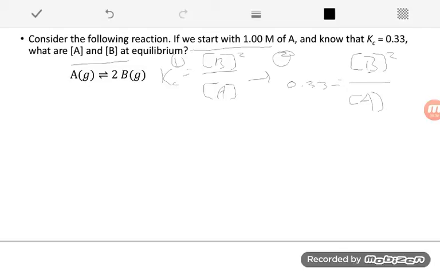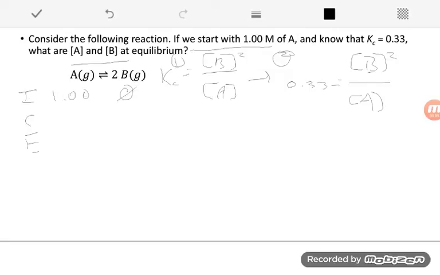So I go back and I make my ice table. So I say, all right, couldn't solve right away. I make my ice table. I'm going to fill in what I know. I'm starting with 1 of A. It doesn't mention B, and it's a product, so again, I'm going to assume that's 0. And that's it. That's all the information it gives me.